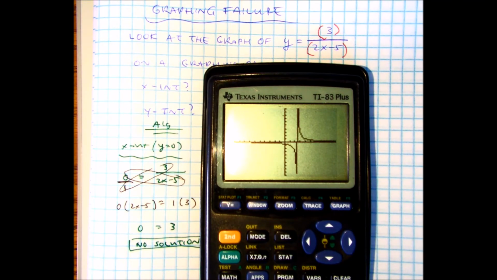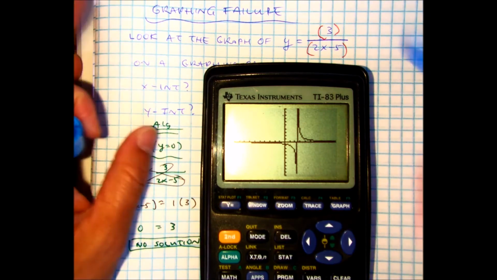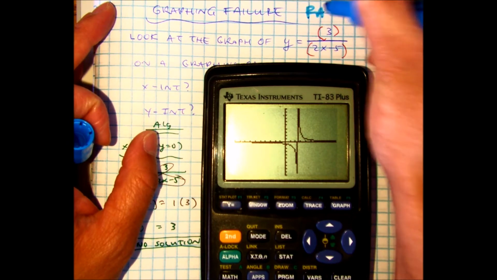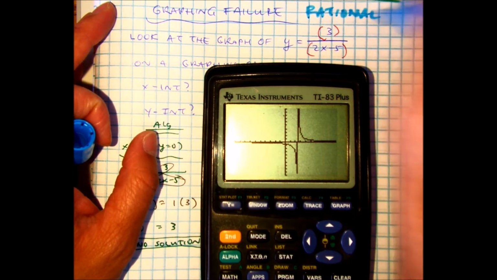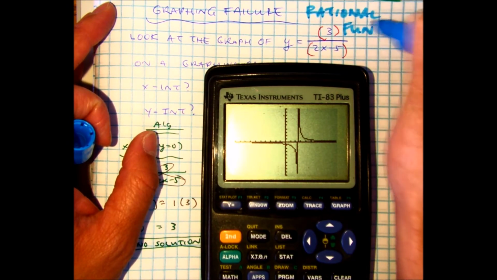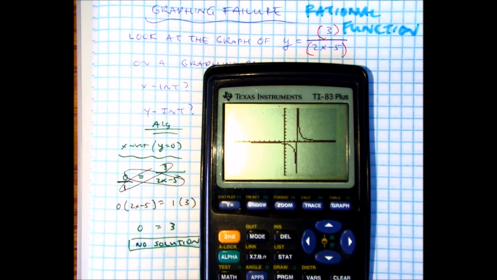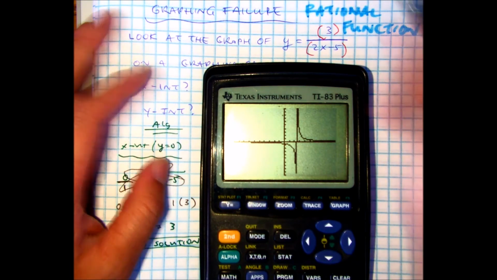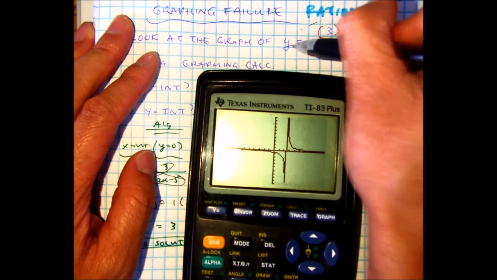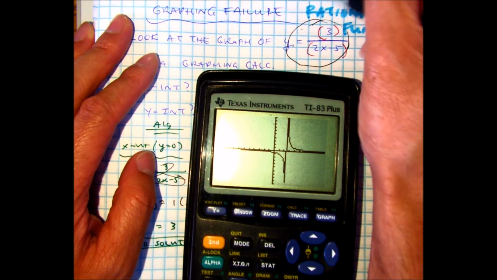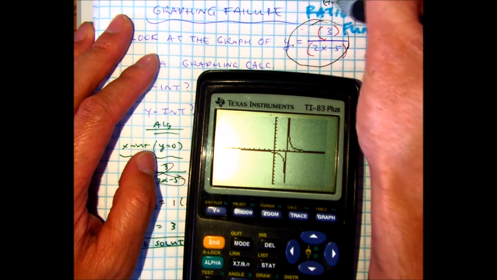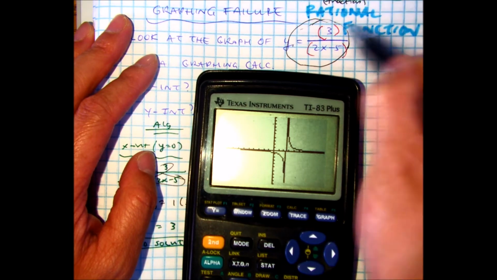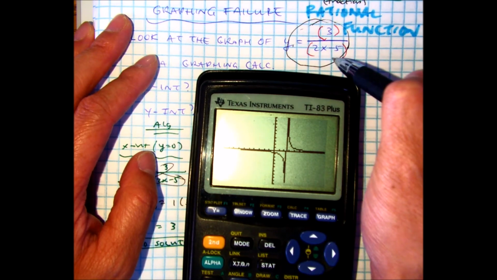Whoa, what is this? This is a new graph. This is called a rational function. Everyone say rational function. What is a rational function? Rational just basically is a fancy word for fraction. Do you guys see the fraction? 3 divided by 2x minus 5.